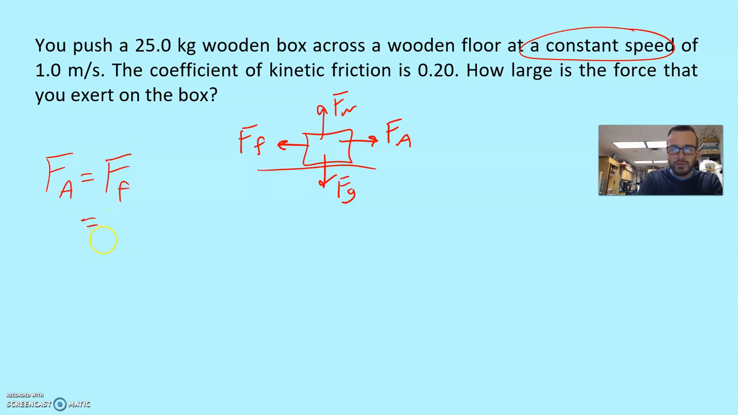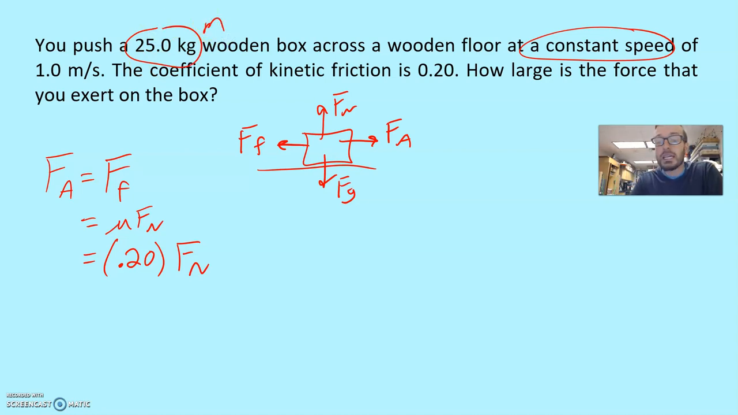Just like our last one, let's see. We're pushing it, and it says the coefficient is 0.20. So if I do μ times Fn, 0.20 would go there. But what about Fn? Well, I get kilograms. So let's remember what kilograms is telling us. Kilograms is telling us about mass. And we can get the weight, the force of gravity, from the mass by using F equals ma. Because really, Fg is equal to mg. Those are both the same equation. It's just that g is a particular value for the gravitational acceleration.